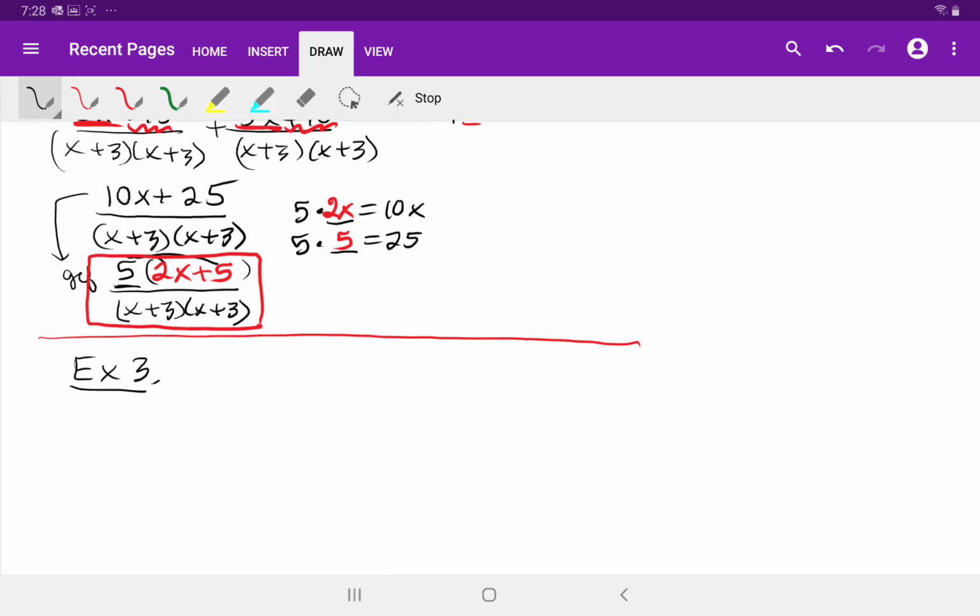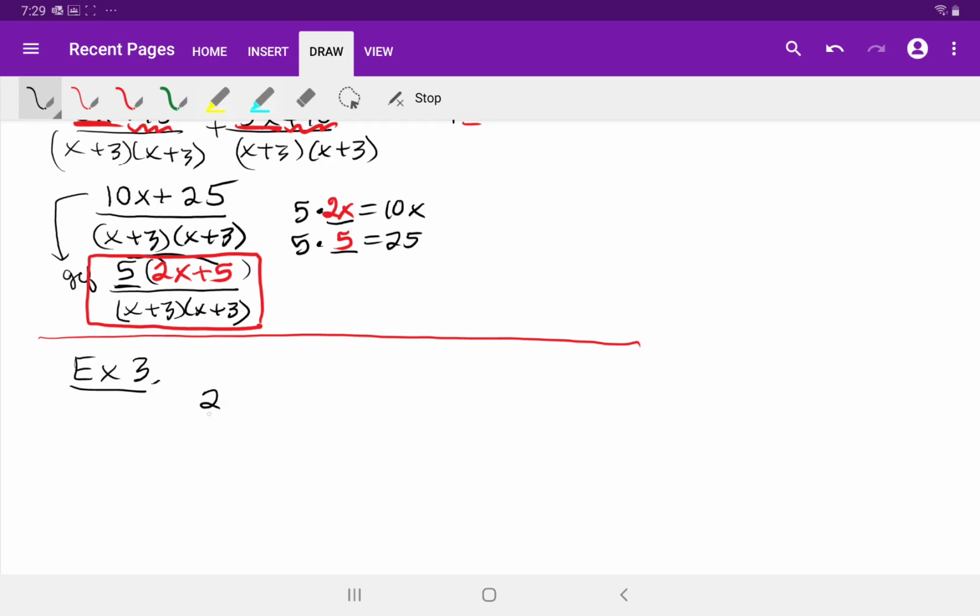Okay, so example 3. Now example 3 is going to look a little bit different. It looks different from anything that we've done before. Let me show you one. Let's see which one I want to show you. I don't like any of those in the book. That one's not exactly what I want to show you. Let me show you this one. There's one in the book that's not too bad.